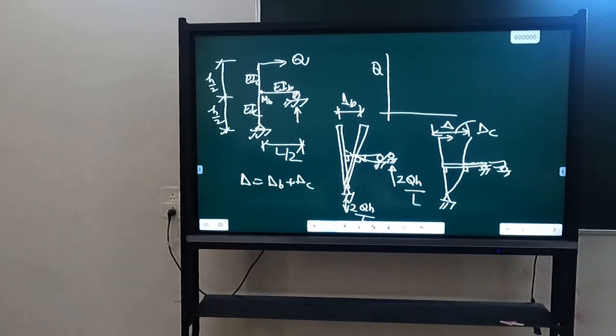Only thing is that in some cases, manual analysis may not be possible. In that case, we have to go for the term which is QL squared divided by 6 EIB, delta C, QH cubed upon 2 EIC. Good.